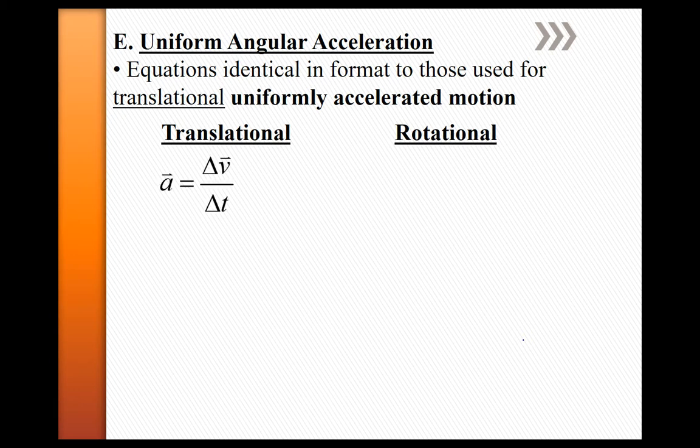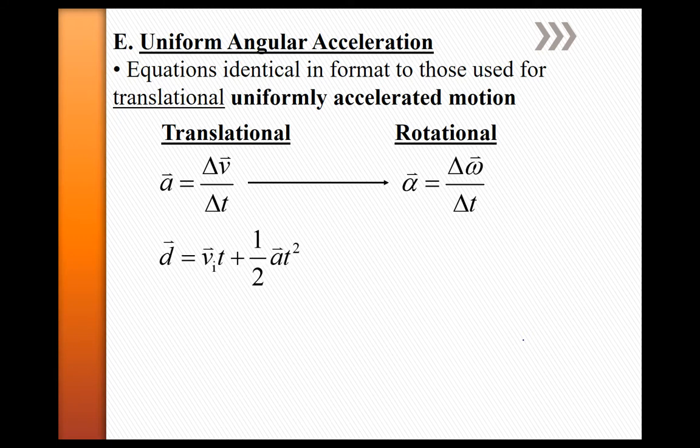Okay, so we already looked at this one. For translational motion, acceleration is delta v over delta t. If you write the rotational equivalent, it would be alpha is equal to delta omega divided by delta t. How about this one? d is vi t plus 1 half a t squared. Well, angular displacement is delta theta, and angular velocity is omega. Angular acceleration is alpha. Therefore, it would be delta theta is equal to omega i t plus 1 half alpha t squared.